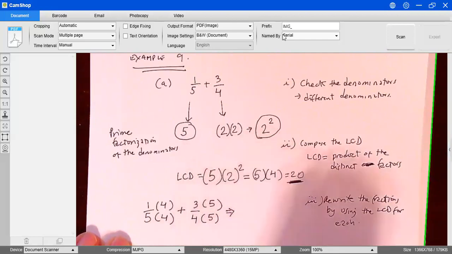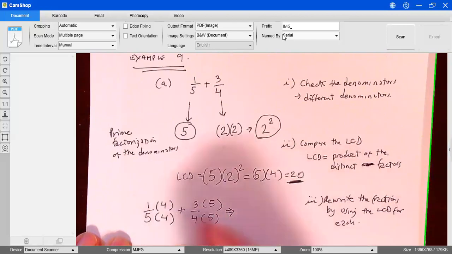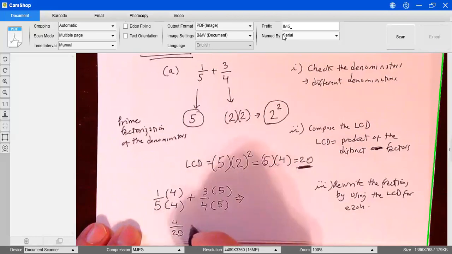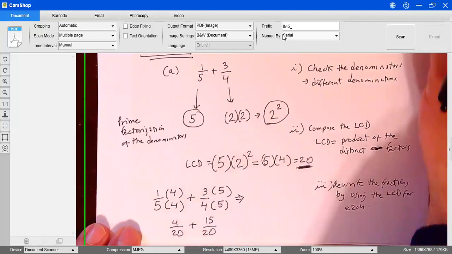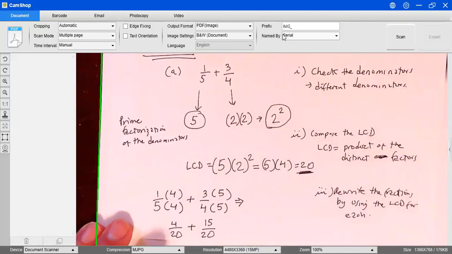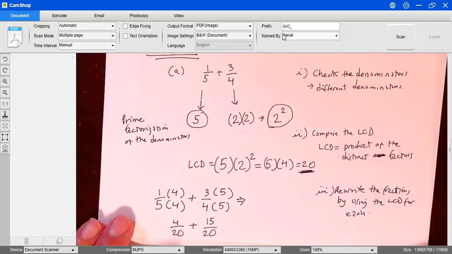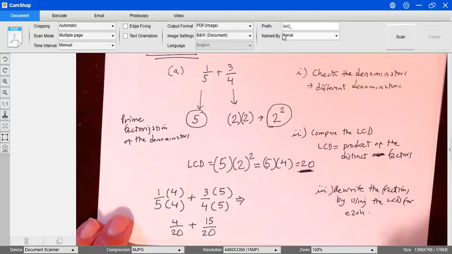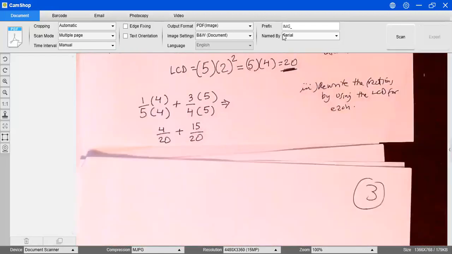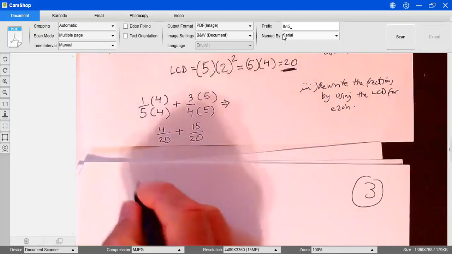So now I'm going to get 4 times 1 is going to be 4 over 20. And I'm going to get 3 times 5 is going to be 15 over 20. So now I have my two original fractions written by using the least common denominator. So in other words, I'm going to just summarize the work that we just did.